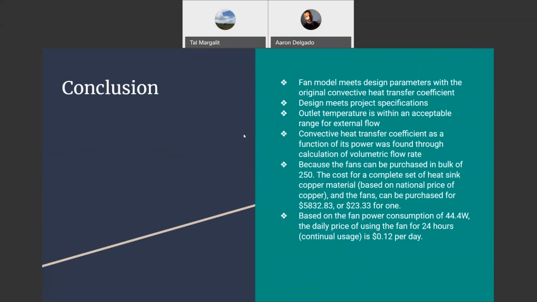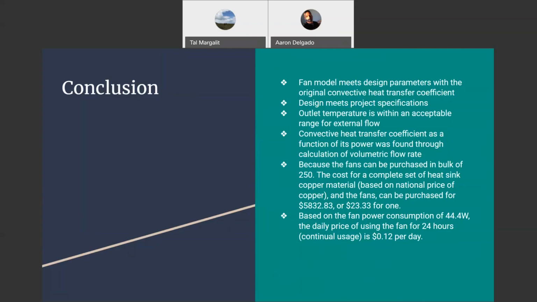In conclusion to this project, we ensured that the fan did indeed meet the design parameters of our original convective heat transfer coefficient. We've also confirmed that the new design and fan met the project specifications. We have determined that the outlet temperature is within an acceptable range for external flow. We've also determined that the convective heat transfer coefficient as a function of power was obtained through the calculation of volumetric flow rate. When it comes to the cost of purchasing the fans and the material, it is the wiser choice to purchase the available bulk in units of 250, which saves approximately $13 per fan.